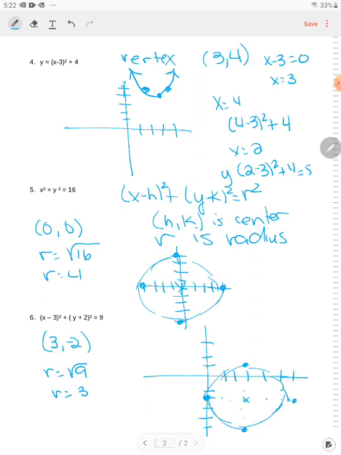All right, so there you have that review of graphing lines, parabolas, and circles.